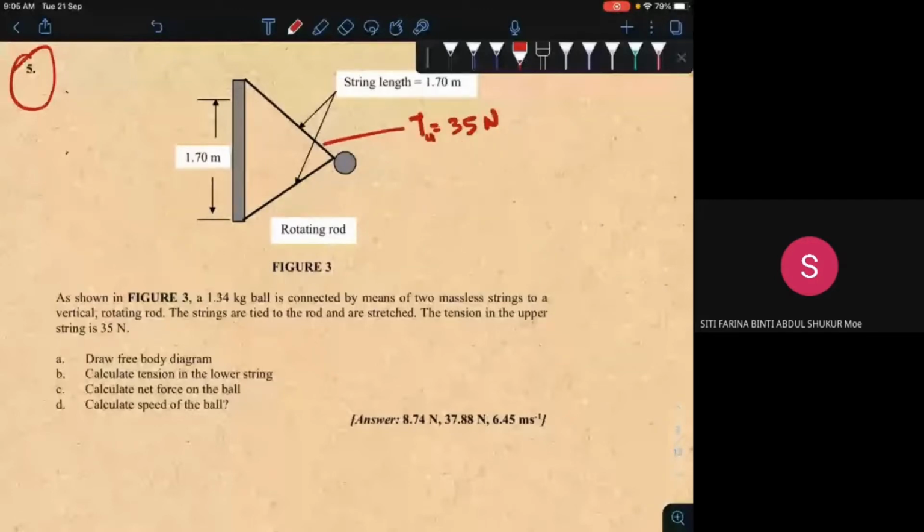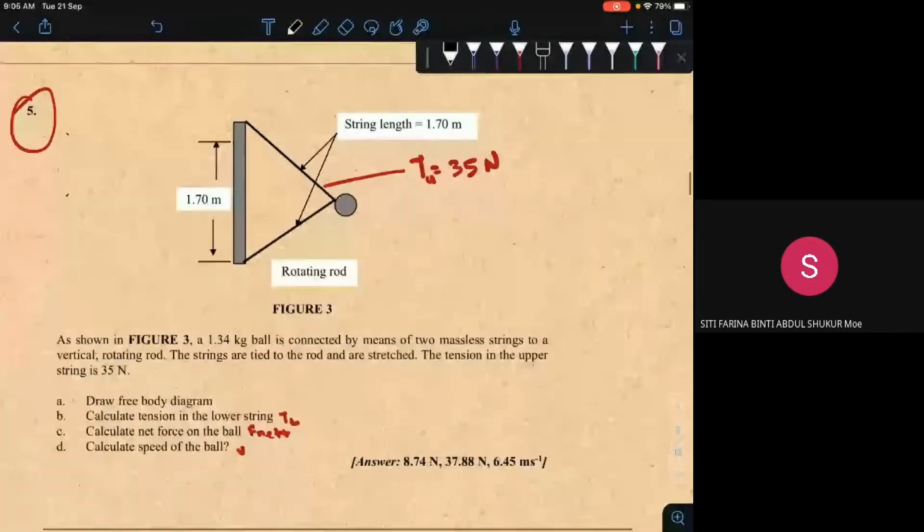Draw the free body diagram. Calculate the tension in the lower string, calculate the net force of the ball and calculate the speed of the ball. So kita ada 4 benda kena buat. First adalah sketching lah kan. Nombor 2 adalah untuk mencari tension dekat lower string. And then dia suruh cari net force on the ball. Kita nak F net. And then you want to find the speed of the ball dekat sini. So first kita nak start daripada sketching lah.